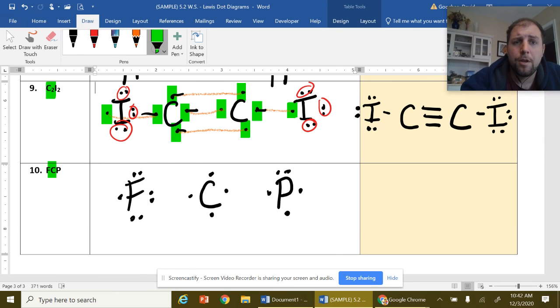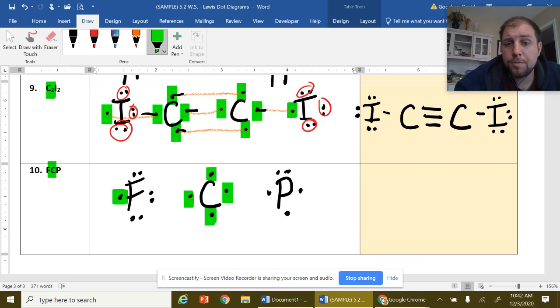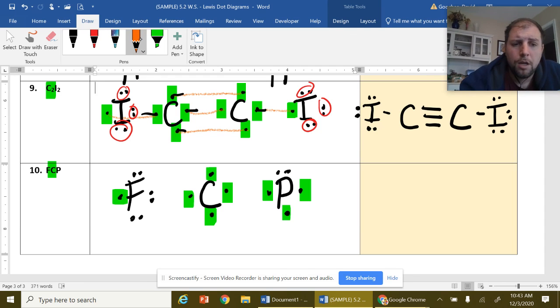5. Now, this fluorine is going to form 1 bond. This carbon's going to form 4 bonds. This phosphorus is going to form 3 bonds. All right, so how are we going to do this? Well, let's say that I connect this fluorine to this phosphorus, and then I connect that carbon to that phosphorus, and then I connect these guys. Well, now I got these guys who cannot connect to each other because they're on the same atom. So that doesn't work.